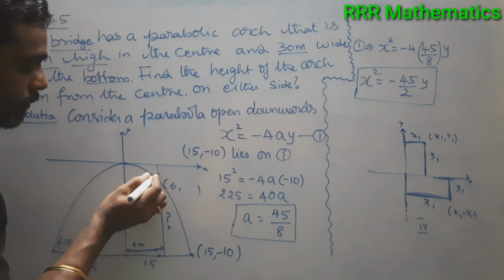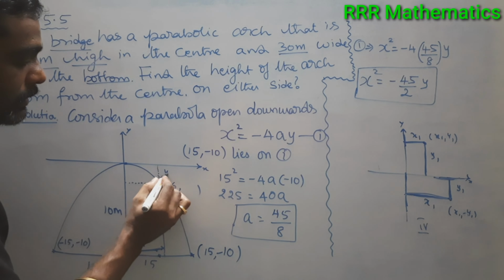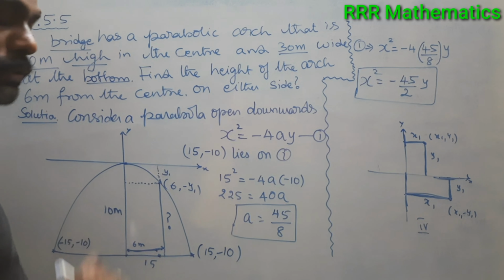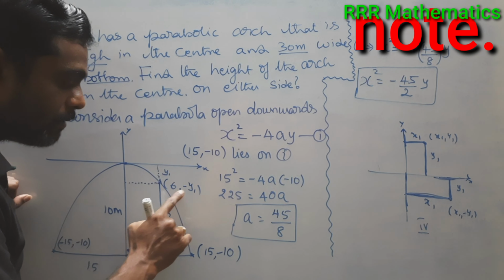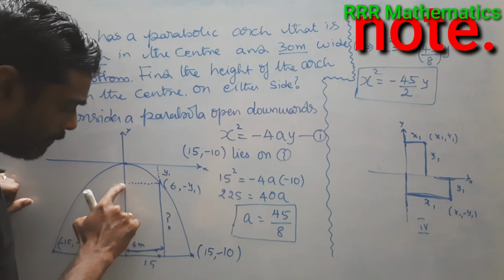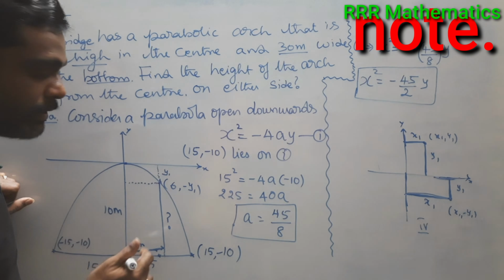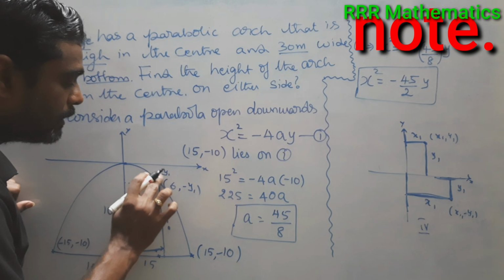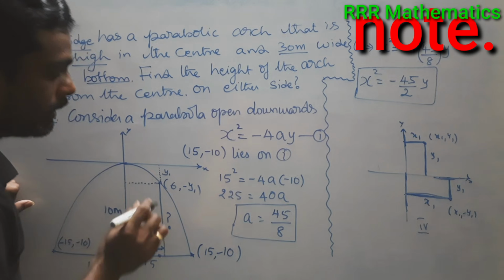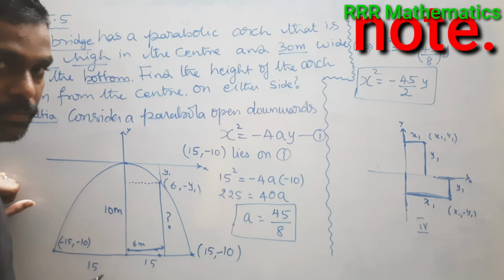So from the x-axis, this is y1. Put minus because of the fourth quadrant. Can you understand? 6 comma minus y1. 6 is the horizontal distance from the y-axis, which is nothing but 6 meters. And this distance from the x-axis towards the point is y1. I will take y1. Because of the fourth quadrant, it will be minus y1.